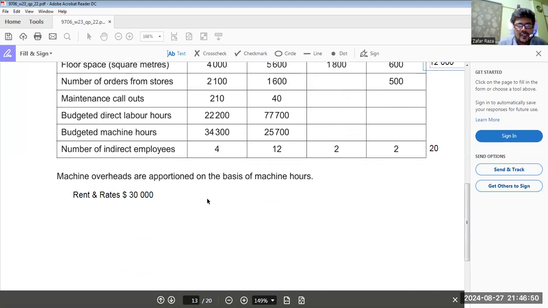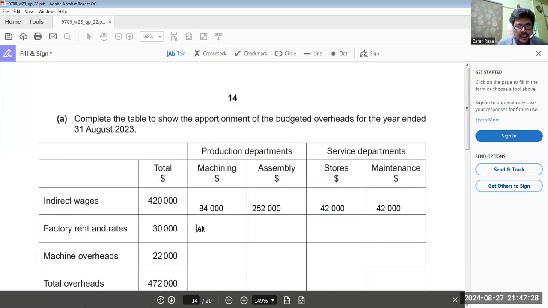So machining department, $30,000 multiplied by 4,000 divided by 12,000. So how much would it be? 30,000 multiplied by 4,000 divided by 12,000. So that would be 10,000. Out of 30,000, 10,000 is apportioned to the machining department.